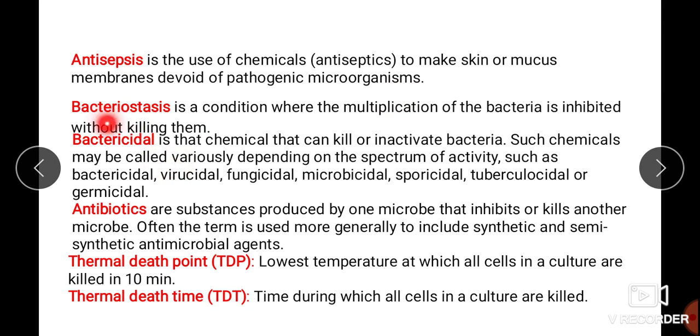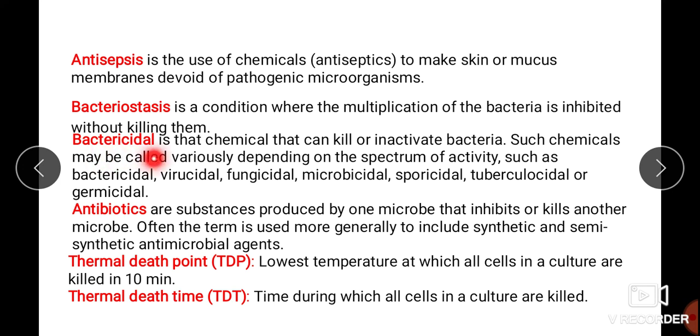The next term is bacteriostasis. Bacteriostasis is a condition where we can inhibit the growth of multiplying bacteria. But in bacteriostasis, we do not kill any bacteria; we just inhibit the growth of bacteria.